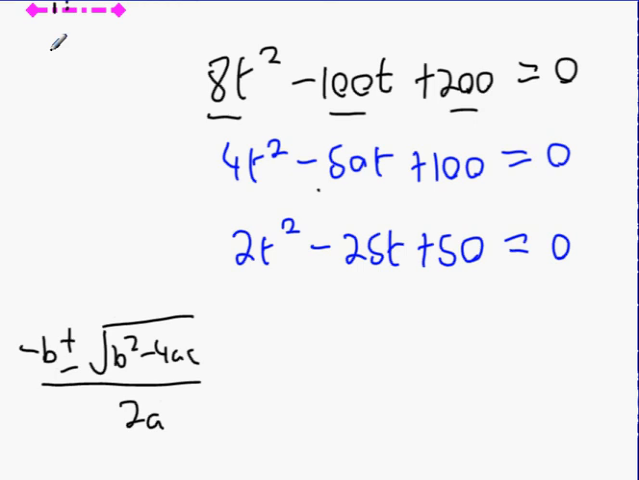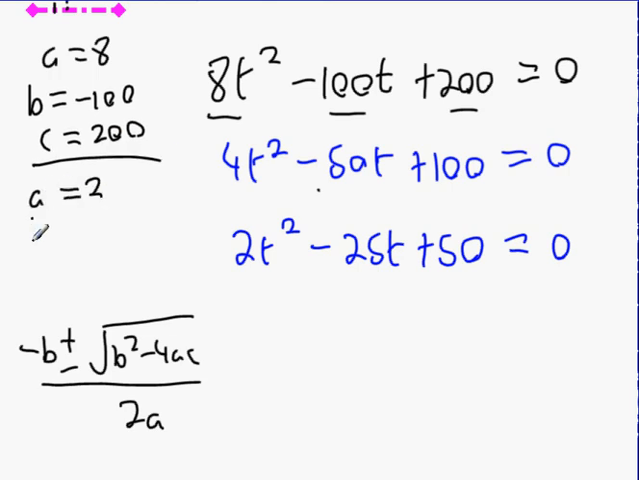You could have said a equals 8, b equals minus 100, c equals 200. If you use a equals 2, b equals minus 25, c equals 50, will both sets of answers give you the same result? Yeah. They have to, because they're the same equation. Okay, so you can choose either. I'll choose the bottom one, okay?